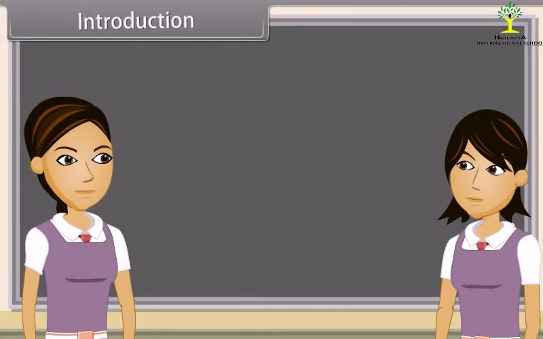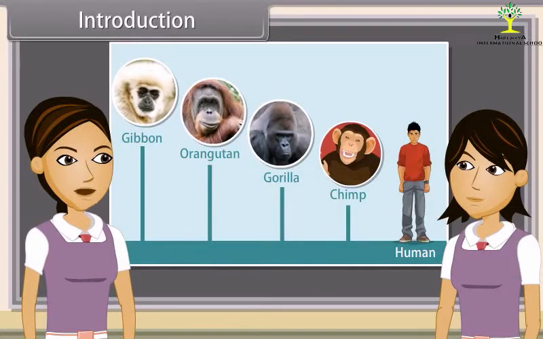Introduction. Hey Sunita, look at this chart. What can you observe from this chart? It depicts that human, chimpanzee, gorilla and two other animals possess some similarities and differences. Yes. What is the basis of these similarities and differences? They have a similar body structure. Not exactly, but the basis for similarities and differences is evolution of these animals from common life forms.